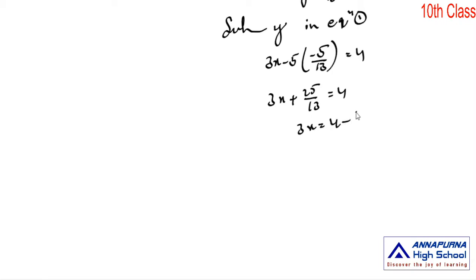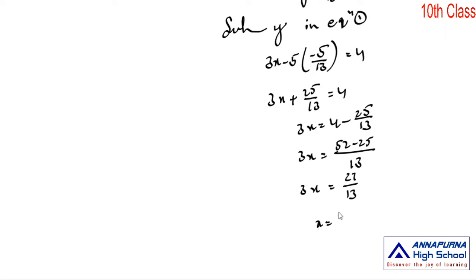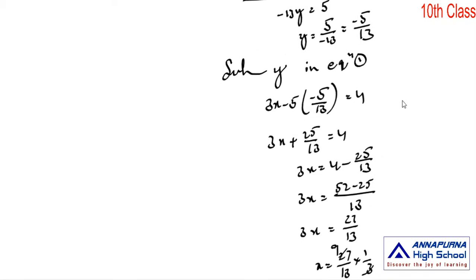3x is equal to 4 minus 25 by 13. Here the LCM is 13 and the numerator is 52 minus 25. So 3x is equal to 27 by 13. So x is equal to 27 by 13 into 1 by 3, which is 9 by 13. So this is the x value, x is equal to 9 by 13, and y is equal to minus 5 by 13. This is the y value.